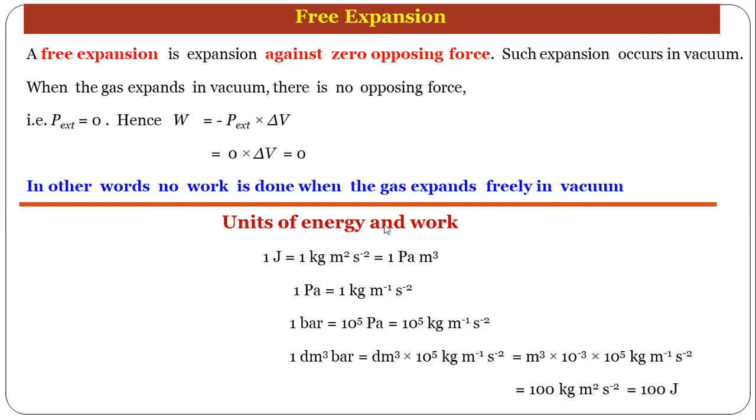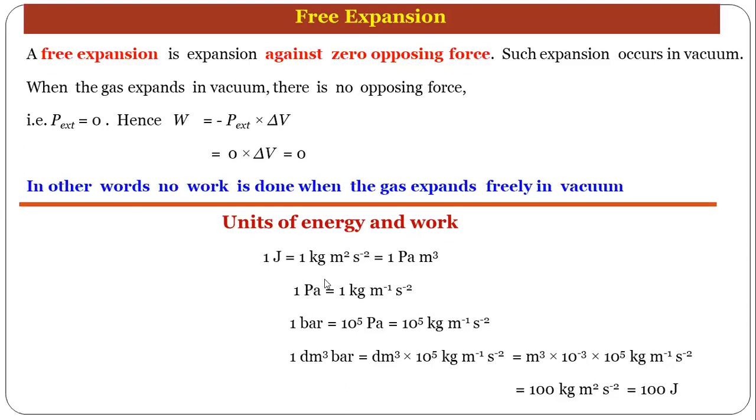These are the units of energy and work. These are given, these are useful for us for solving the numericals. 1 joule is equal to 1 kilogram meter square per second square. This is the unit of joule. 1 joule is equal to 1 kilogram meter square per second square, which is equal to 1 Pascal into meter cube. These are the conversions required for solving the numericals. Then 1 Pascal is equal to 1 kilogram per meter per second square.